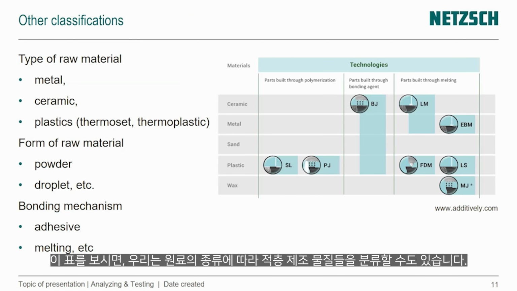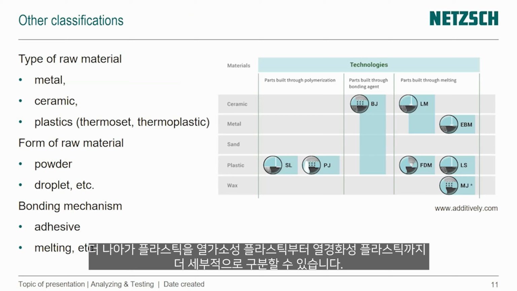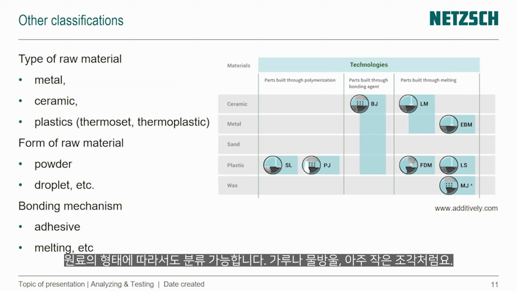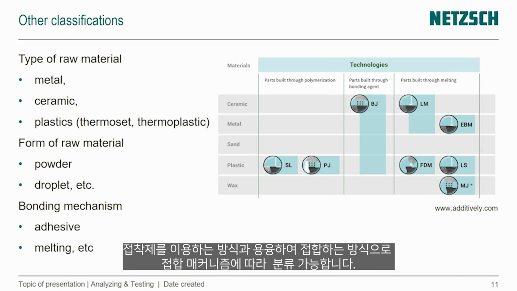But there are other ways we can classify the different processes, and I just wanted to point out a couple that are currently used. We can classify the material by the type of raw material, for example, a metal, ceramics, plastics, and we could further distinguish the plastics between thermoset and thermoplastic. We can look at the form of the raw material, if it's a powder or a droplet or a bead, and also the bonding mechanism, if it's an adhesive, if it's bonding or fused by melting.